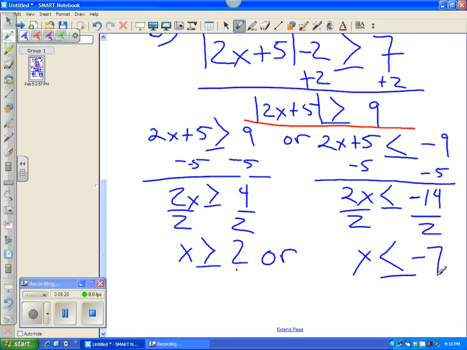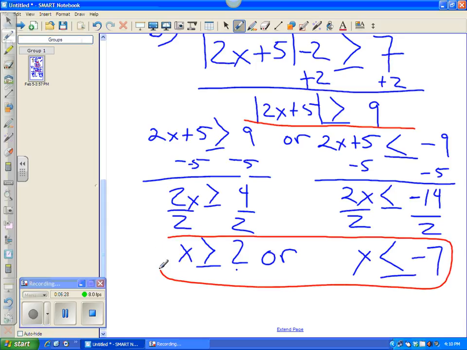So that's how you do it, and the answer really comes out to be, in this case, this is the entire answer, and you have to show both of these, where x is greater than 2 or x is less than negative 7.